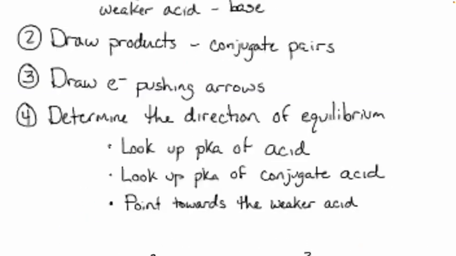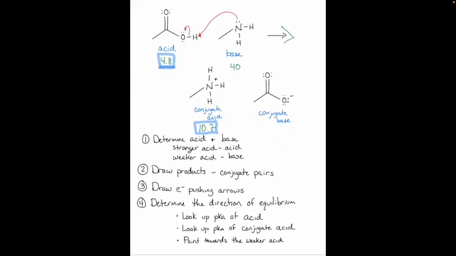Okay? So again, these sort of problems here, rolling together so much of what we learned how to do. We can determine our acid and base in our reaction, right, by comparing which one is stronger. We can draw our products, those conjugate pairs. If you're having trouble drawing your products, you want to go back to the beginning of this week when we talked about those conjugate pairs. All right? Then you can put in those electron pushing arrows and then finally determine the direction of the equilibrium by looking up the pKa of the acid and the conjugate acid and comparing. Right? The stronger acid is going to push the equilibrium in the other direction. Cool.